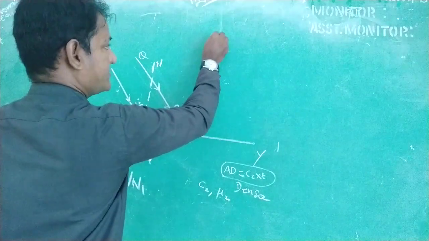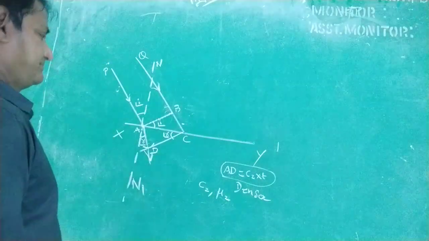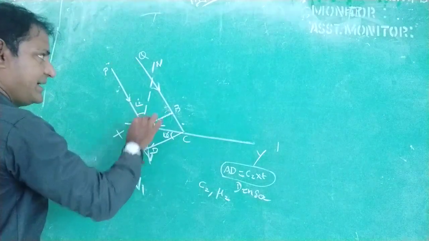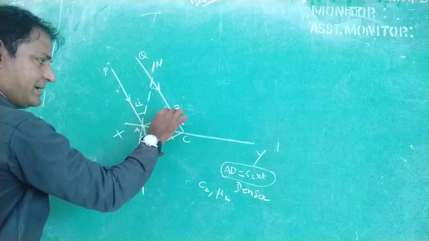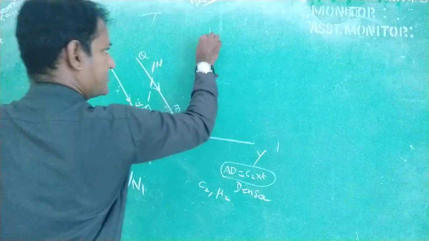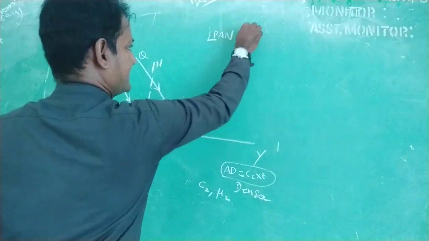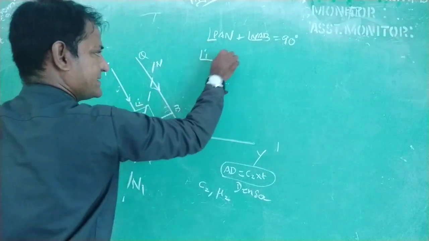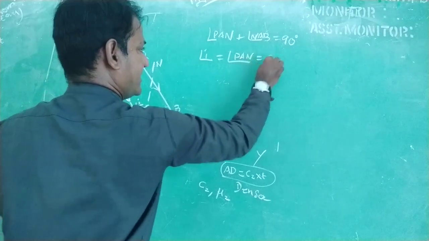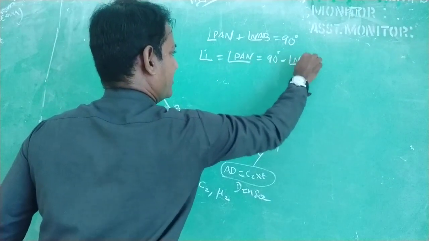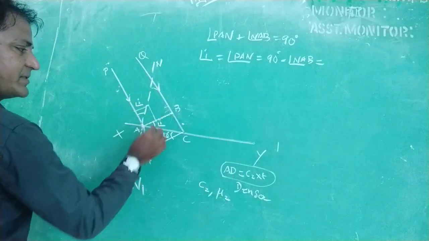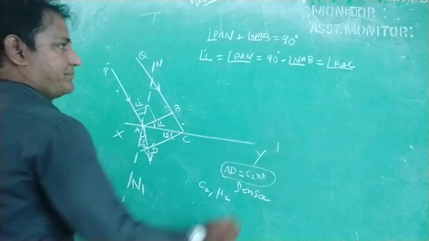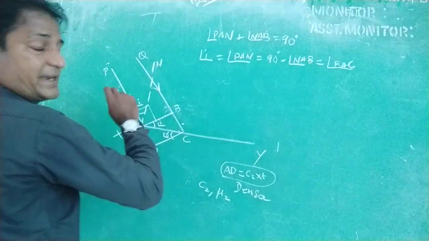The first thing is, from this triangle, angle PAN plus NAB is 90 degrees. So angle PAN plus angle NAB is equal to 90 degrees. Also, the angle of incidence is equal to angle PAN, which is also equal to 90 degrees minus NAB, which is also equal to BAC. So this is the angle of incidence.